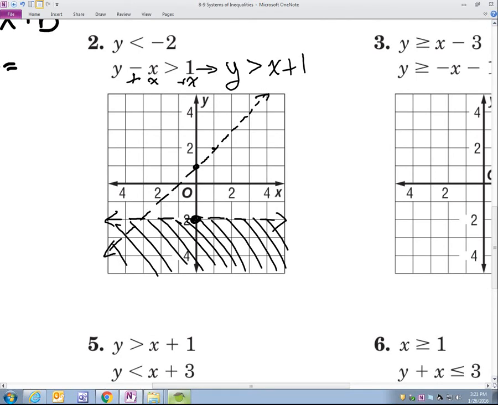Once again, I can use the origin, so I'm going to substitute 0, 0 in for here. 0 is greater than 0 plus 1. That is not true, so that means that I'm going to be going on this side. I'm going on that side, because 0 is not greater than 1. So I go here. I already did that angle. Here. And I would be doing this with my ID or something like that, my school ID.